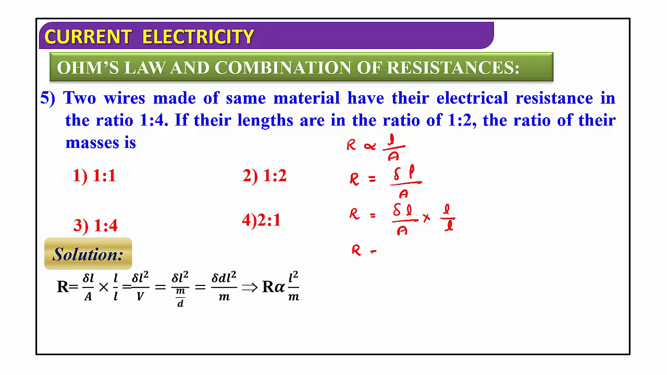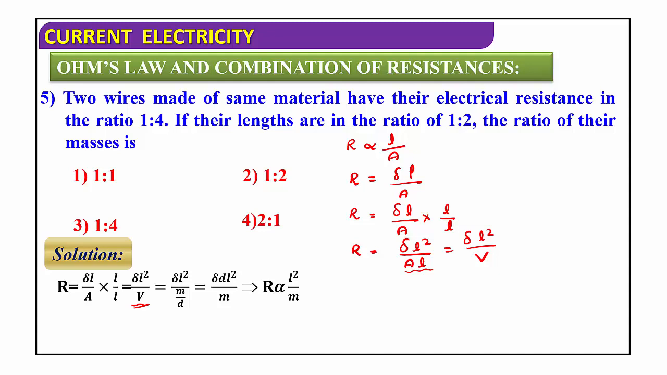R equal to, we can get ρL into L is L squared, divided by A into L. Or we can write this equation as ρL squared divided by A into L. Area into length is volume. So that equation they had given here: R equal to ρL squared divided by V. V is not velocity. V is equal to volume.